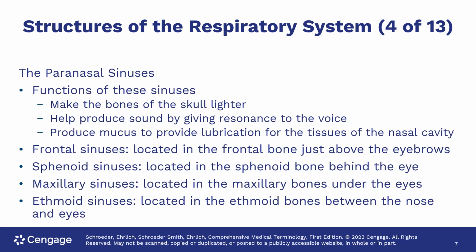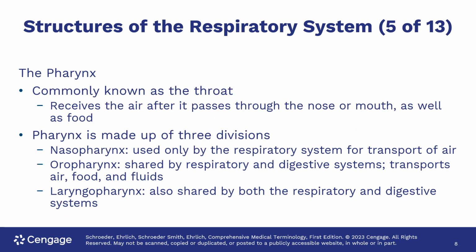Sinuses are also a part of the respiratory system. They are air pockets that make the skull lighter. They help to make sound and lubricate the nasal cavity. There are frontal sinuses above the eyebrows, sphenoid that are located behind the eye, maxillary under the eyes in the maxillary bone, and ethmoid between the nose and the eyes in the ethmoid bone.